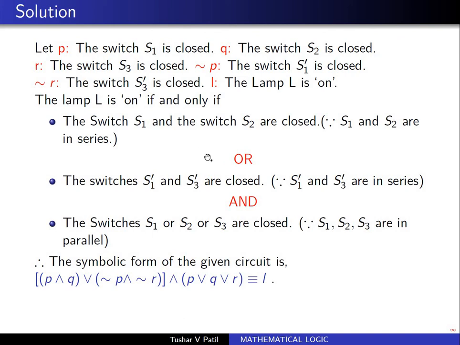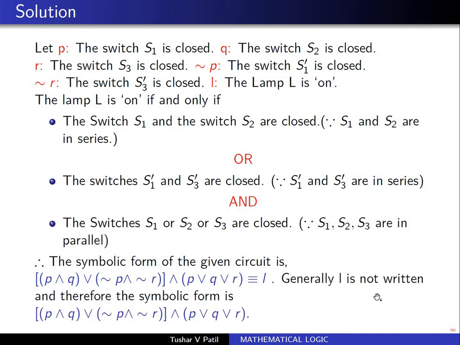This is some brief information about the logical application of logic to switching circuits. Generally L is not written, and therefore the symbolic form is P conjunction Q, disjunction with negation P conjunction negation R, conjunction with P disjunction Q disjunction R.